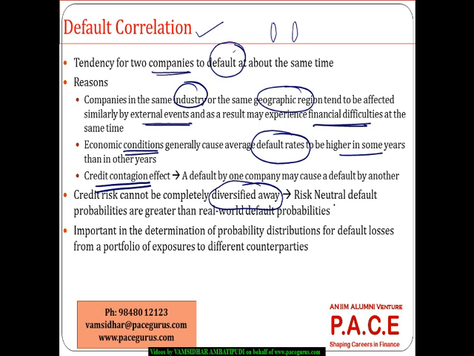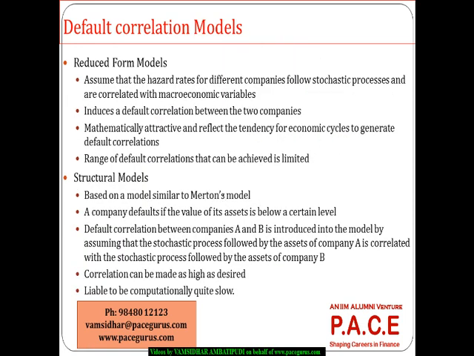And that's one of the prime reasons I have been saying that the risk neutral default probabilities are always greater than the real world. And this concept of default correlation is very important in the determination of the probability distributions for the default loss, especially if I am looking at a portfolio which is subjected to different counterparties. We'll discuss default correlation separately in a different session altogether. But just to understand, there are two major models associated with default correlation.